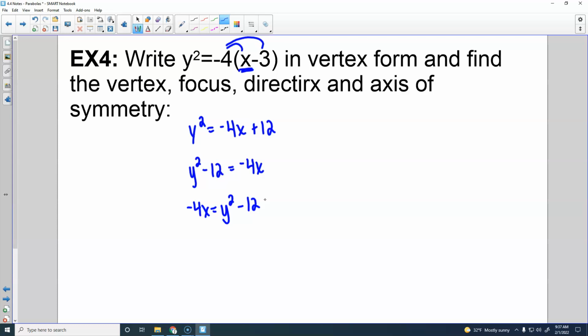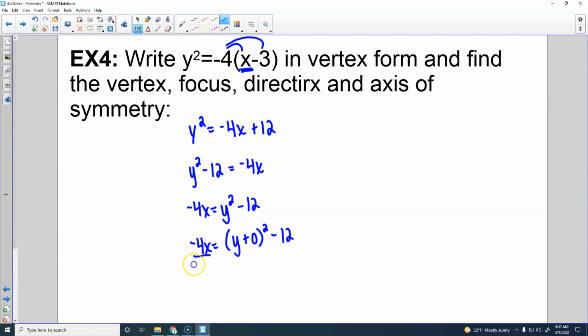There's nothing to complete the square with here because you don't have a y. I'm sorry, you just have the y squared. So you're actually not going to complete the square here. What you're treating this like is like the square is already complete and it's a y plus 0 squared minus 12. That's kind of the way we're thinking of this. You definitely don't have to write that, but that helps it look a little bit more like vertex form. But this is equal to negative 4x.